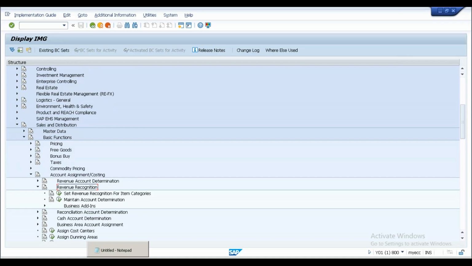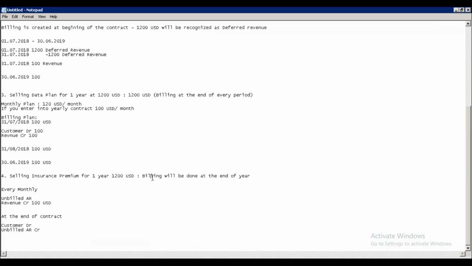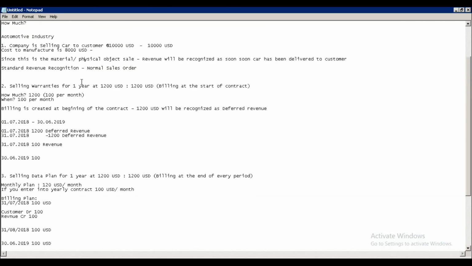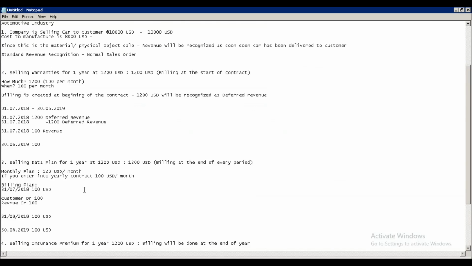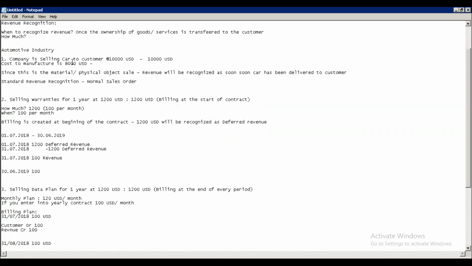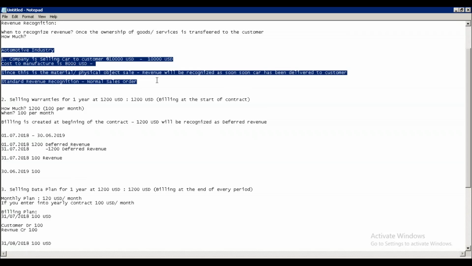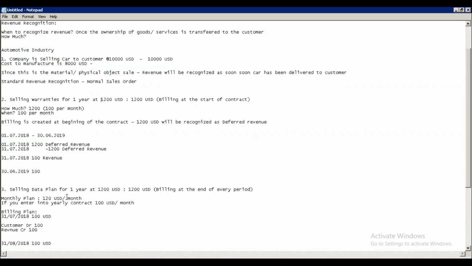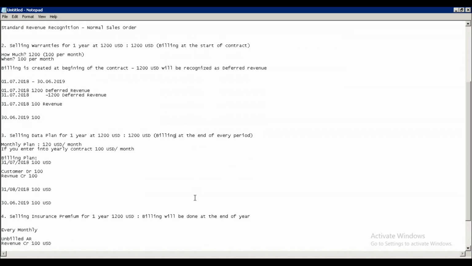Now the big question is, how will the system know whether you want to follow the first scenario, second, third, or fourth scenario? The first one is fine because you are creating a sales order. Normally, for the first scenario, we create a sales order, so there is no question on that. But the second, third, and fourth are all contracts, right? You create a contract for 1 year. Now, when you are creating the contract, how will the system know that this contract is relevant for billing at the start of the contract, this one at the end of every period, and this one at the end of the year?